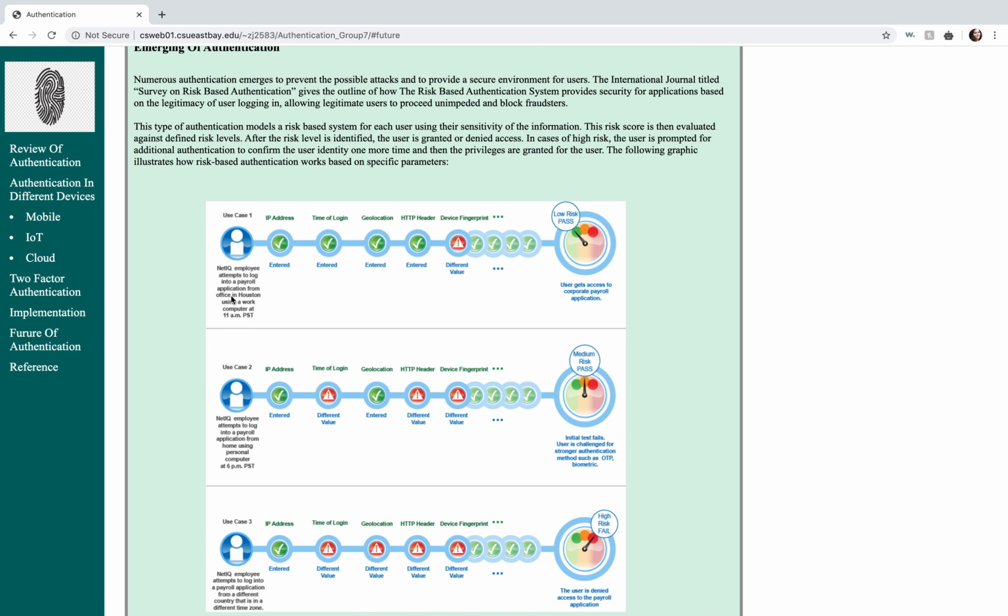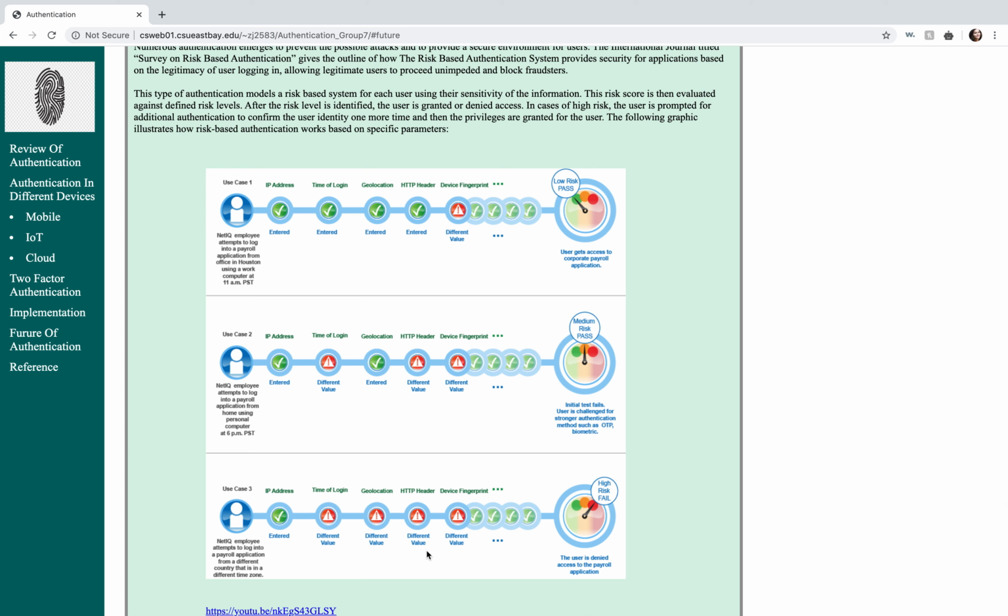Whenever a user logs into a specific application, their IP address, time of login, geolocation, HTTP address, and device print are all stored in the database, and it models a risk profile for this user. The next time they log in, it checks whether all of this matches based on their login history, and assigns a level of risk for authenticating the user. If the criteria do not match, it flags it as high risk.